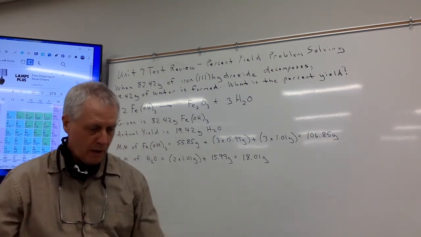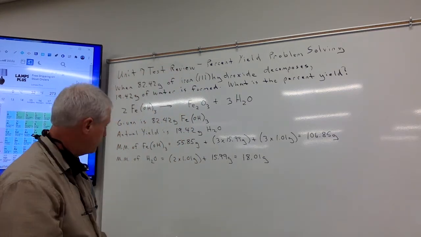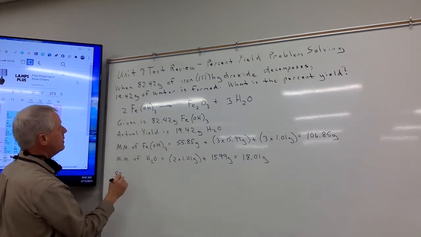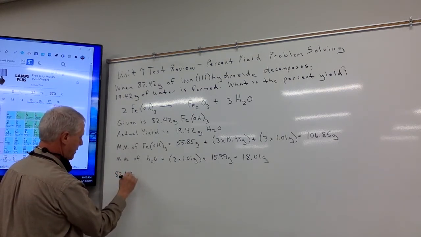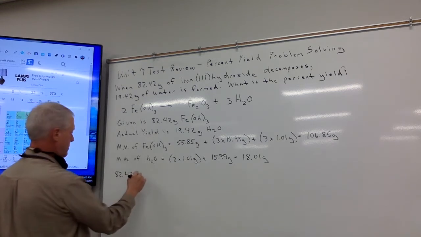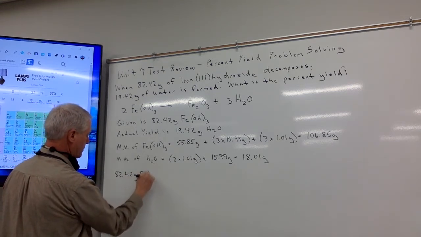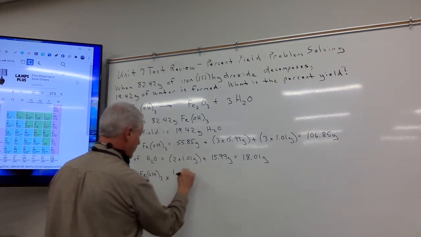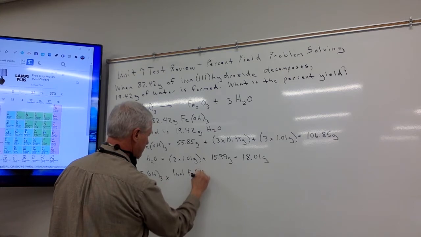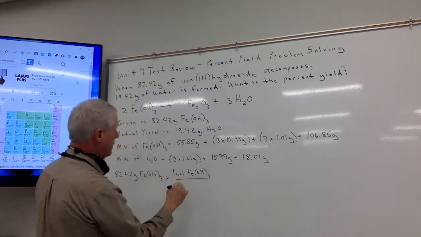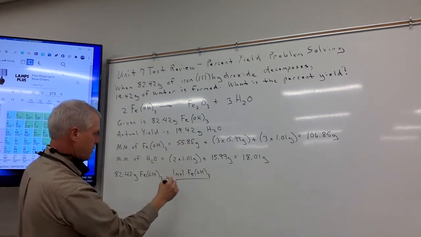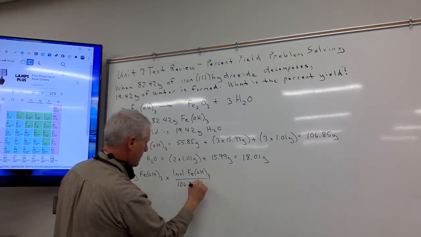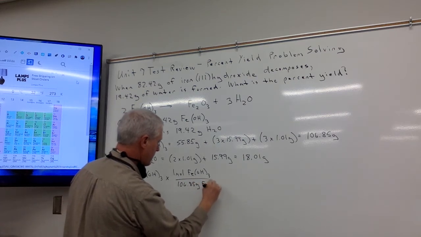So we need to do a mass problem here. And so let's start with our given. Always start with your given in a percent yield type of problem solving. And this would be our iron hydroxide. 1 mole of iron hydroxide is what we've determined to be 106.85 grams of iron hydroxide.